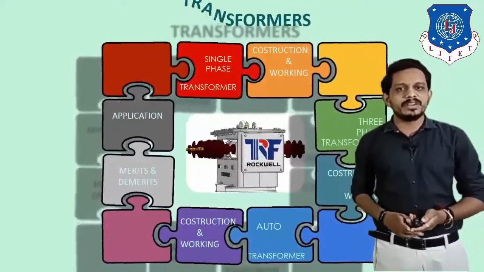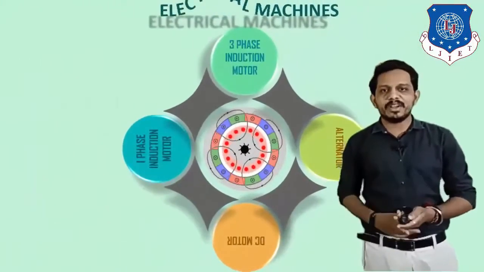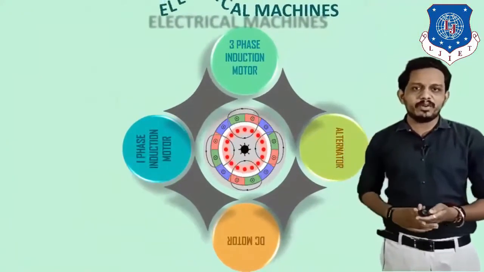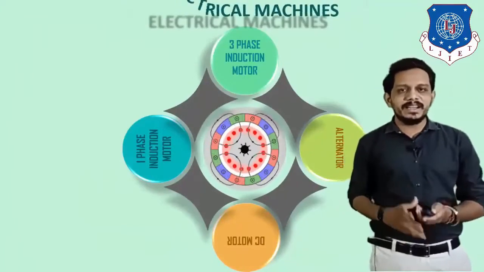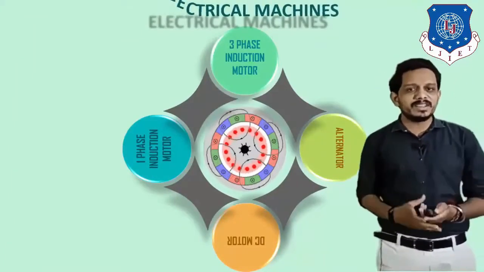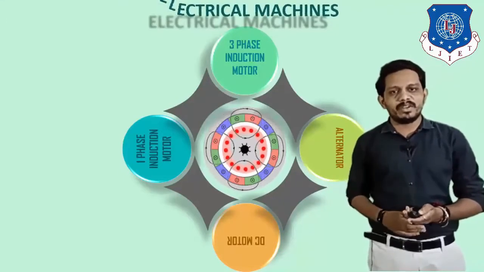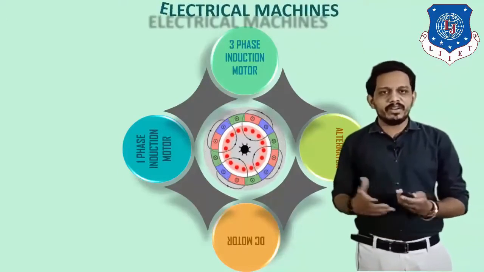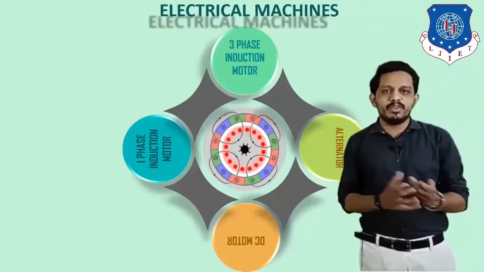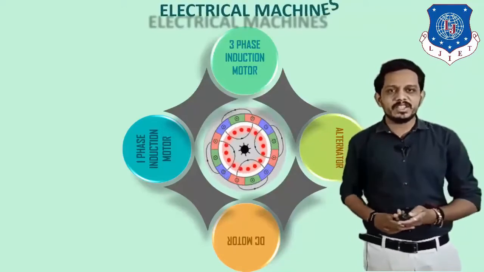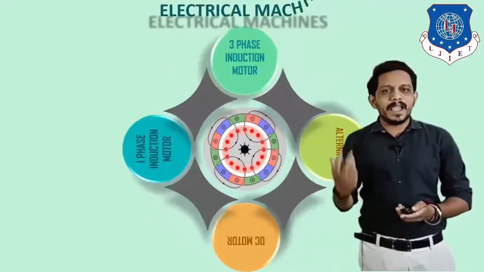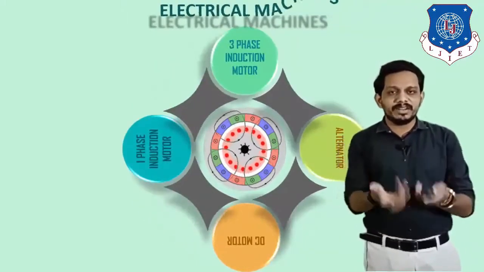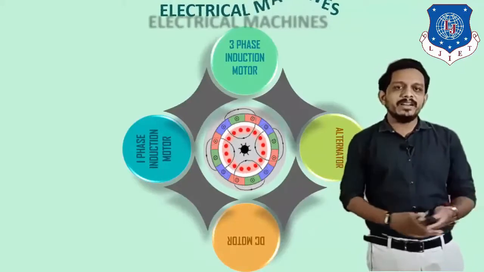Now let's move towards unit number 4, and that is electrical machines. Here we are going to discuss all the rotating types of machines. Basically here we are going to discuss 4 types of electrical machines. Actually electrical machines are classified into 2 ways: DC machines and AC machines. We will first discuss the AC machines. And machines are further classified as motors and generators.